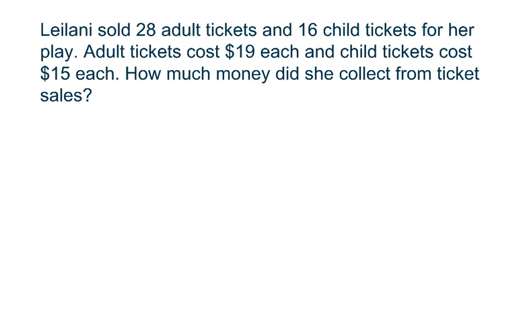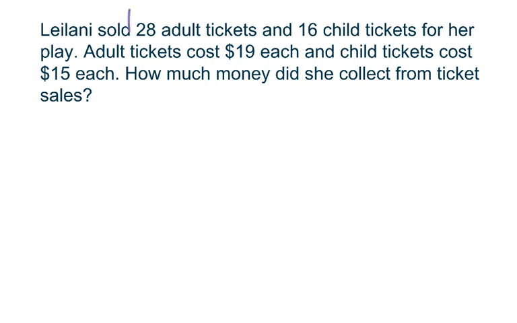Leilani sold 28 adult tickets and 16 child tickets for her play. Adult tickets cost $19 each and child tickets cost $15 each. How much money did she collect from ticket sales? Go ahead and write your equation for this problem, focusing on adult tickets and child tickets.